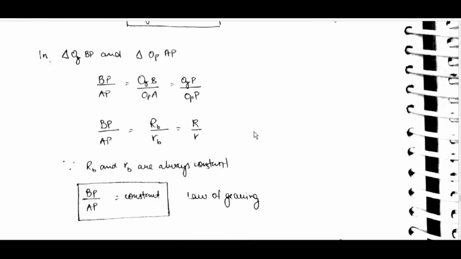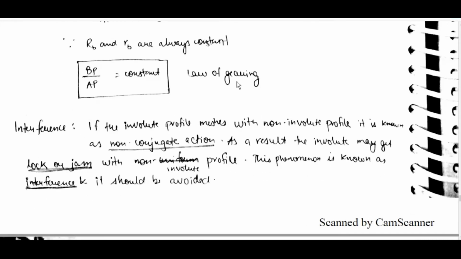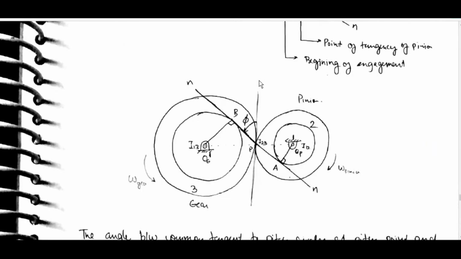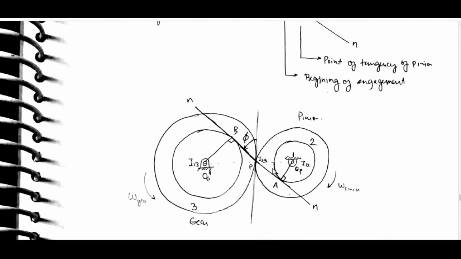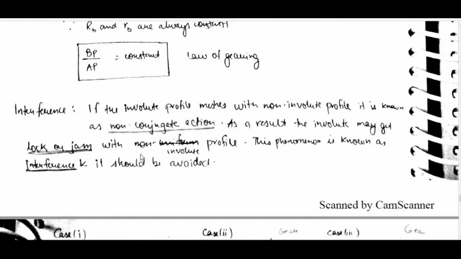In triangle OGBP and triangle OPAP, BP by AP is equal to OGB by OPA, which is equal to OGP by OPP. BP by AP is equal to capital RB by small rb, which is equal to capital R by small r. Capital RB and small rb are always constant. BP by AP is equal to constant. This is the law of gearing.